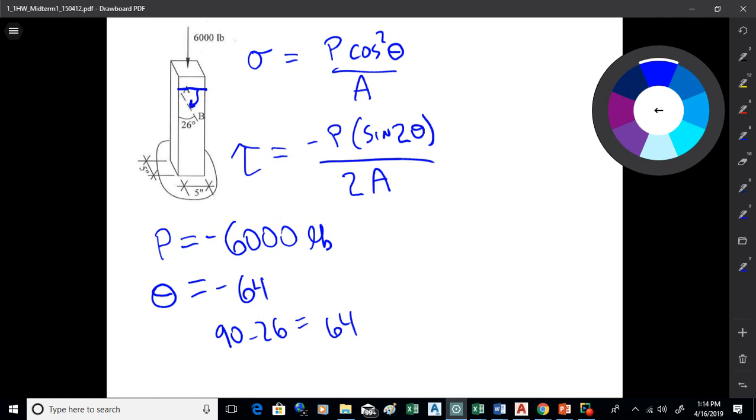So positive for tension for the force, positive tension, negative compression. For the angle, it's from the standard cross-sectional plane, counterclockwise positive, clockwise negative, okay? So that's how it goes in for uniaxial. So just plug all that stuff in as shown and then just run the numbers, and you can get the answers. There's not much to it.